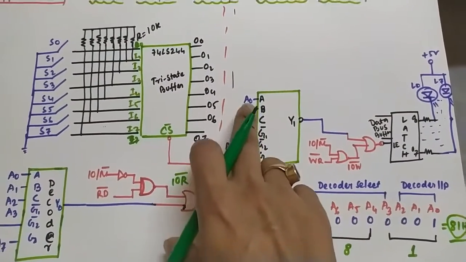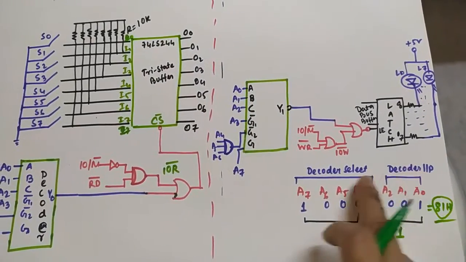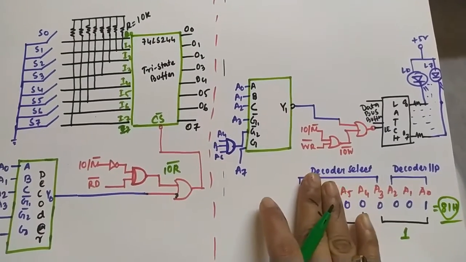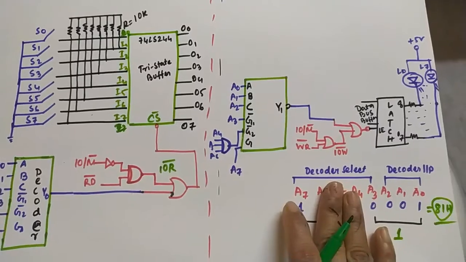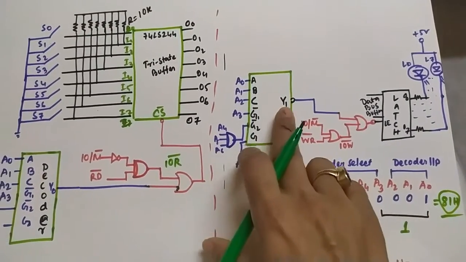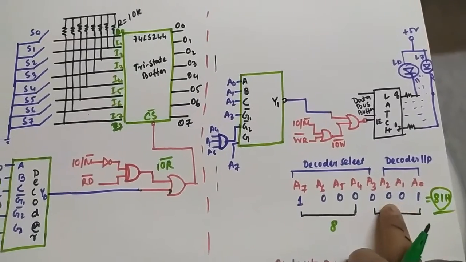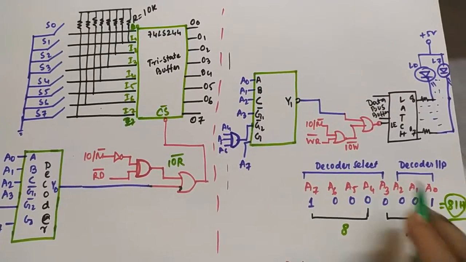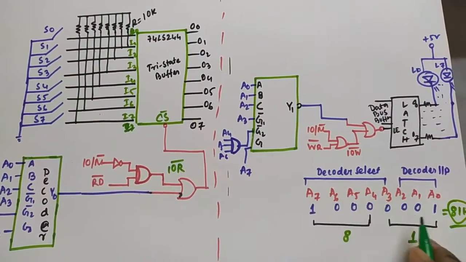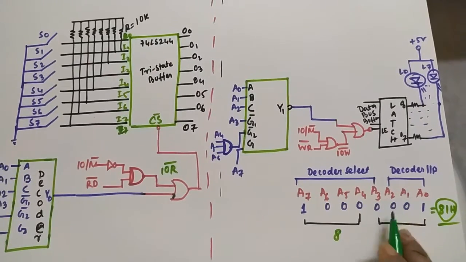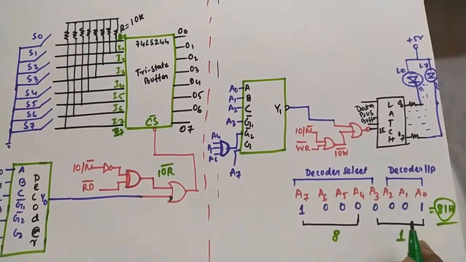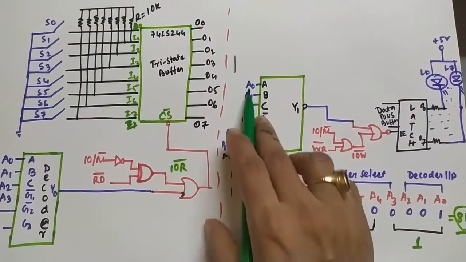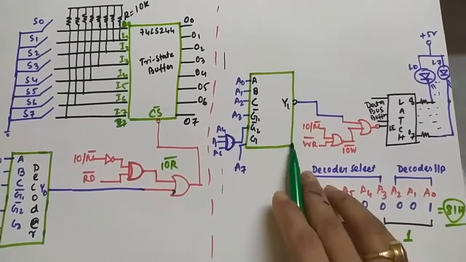So here A2, A1 and A0 are the decoder inputs, and the remaining A3, A4, A5, A6 and A7 are reserved for the decoder selection purpose. Okay, now if Y1 must be selected, we have to apply here the corresponding binary number 001. If it is Y2, you have to apply 010, like 001, 010, okay, 1000101, and this changes in order to select the output port.